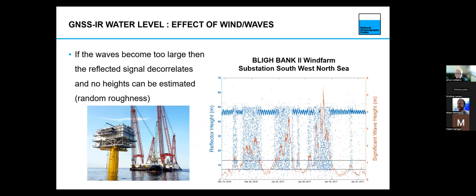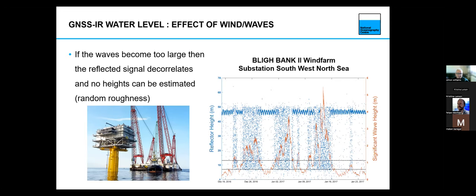One of the other things we talked about yesterday, and what I said earlier, is that while we can think the water level is flat, we can't always expect that it's smooth. If the waves become too large, the reflected signal decorrelates and we can't estimate any heights.